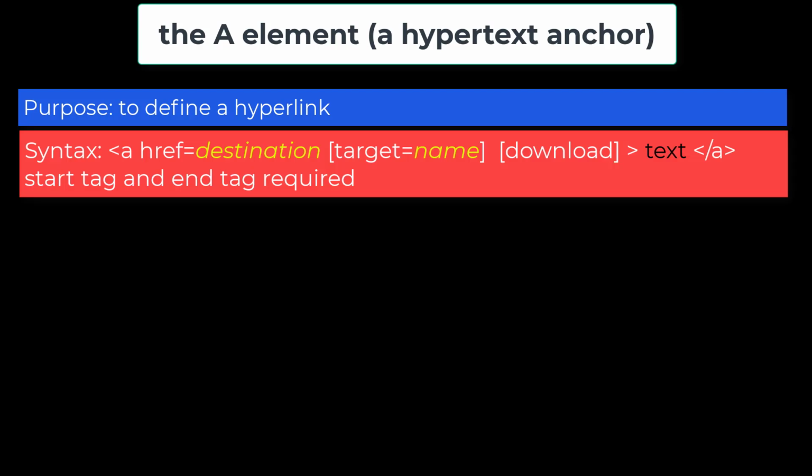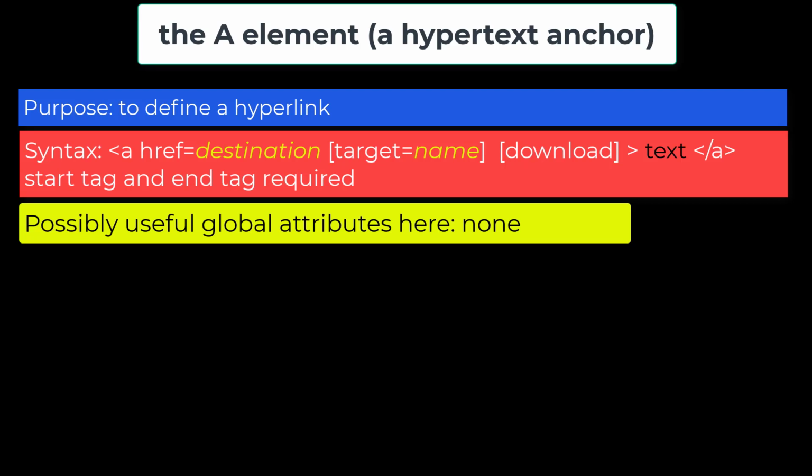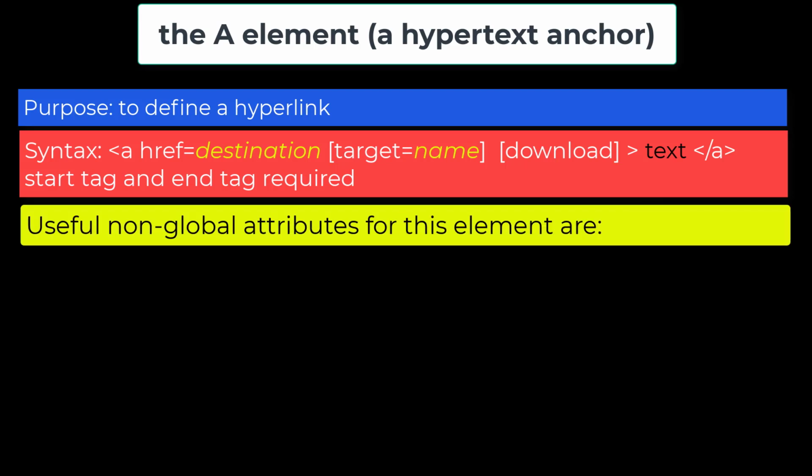The key is the A element, a hypertext anchor. Its purpose is to define a hyperlink. The syntax is a start tag, A, with some possible attributes we'll discuss shortly, and text, and then an end tag, and the start tag and end tag are required. The use of any global attributes for A is so rare it's not worth mentioning. Much more interesting are these non-global attributes for this element.